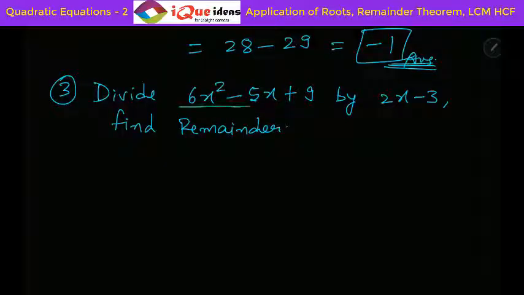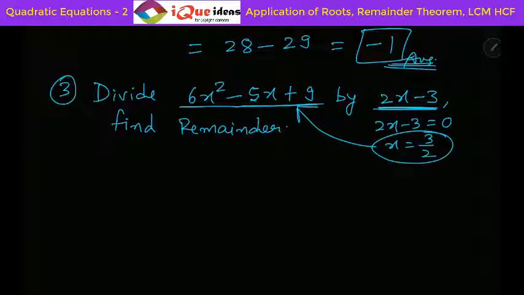It says divide 6x square minus 5x plus 9 by 2x minus 3. Simply equate 2x minus 3 to 0. We get x equal to 3 by 2. Put x equal to 3 by 2 in this expression. This will give us the remainder.